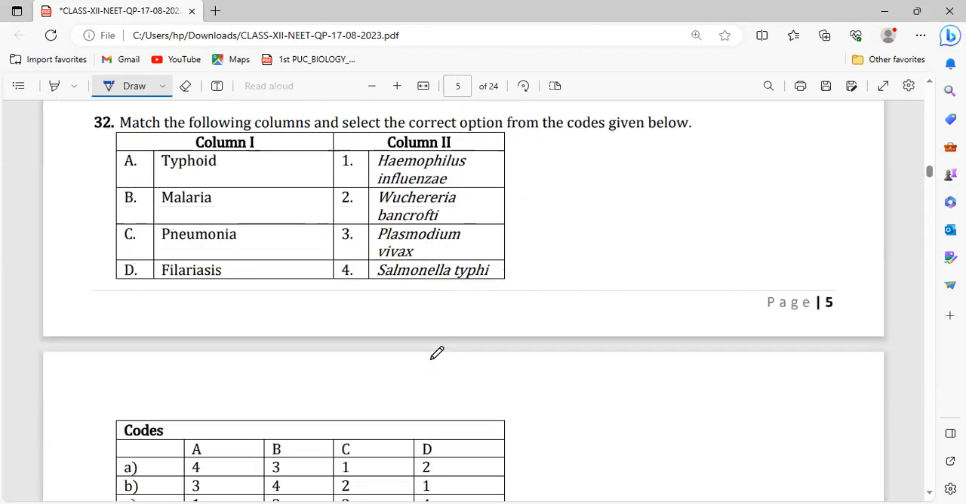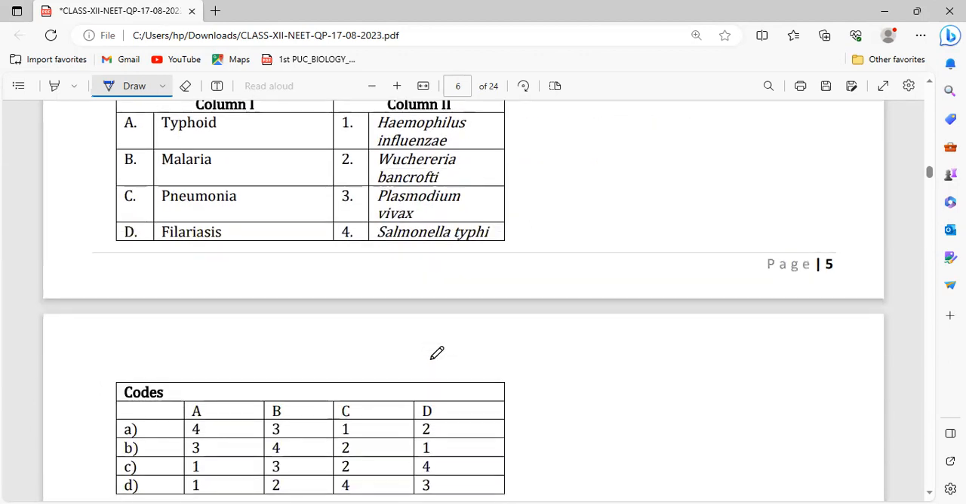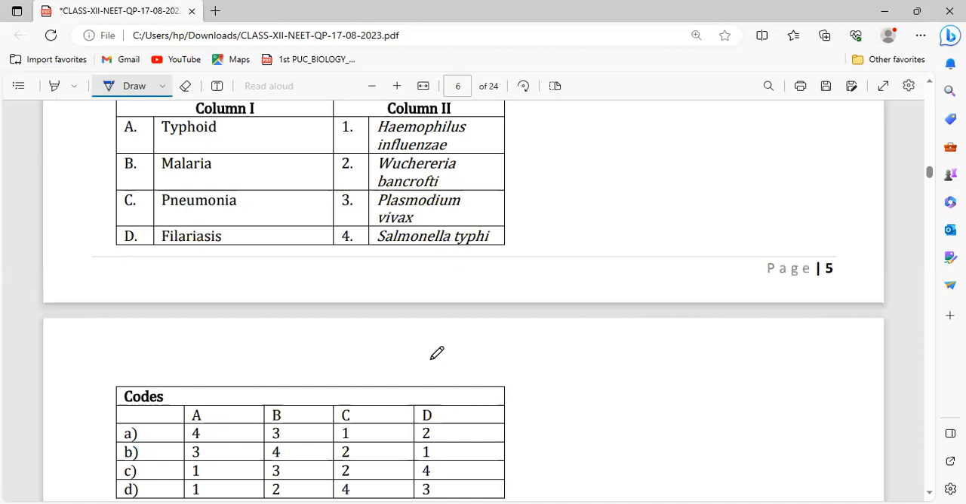Then again, match the following. Here again the disease name and the causative agents are given. The first one, typhoid, goes with Salmonella typhi, and there is only one match for it, that is option A. If you see the others, even they will match. Malaria goes with Plasmodium vivax, pneumonia with Haemophilus influenzae, filariasis with Wuchereria bancrofti.